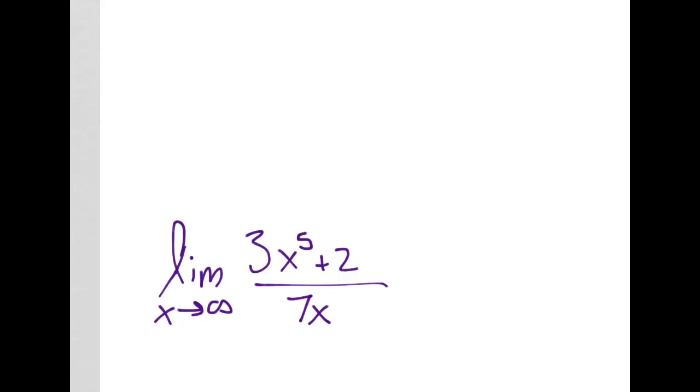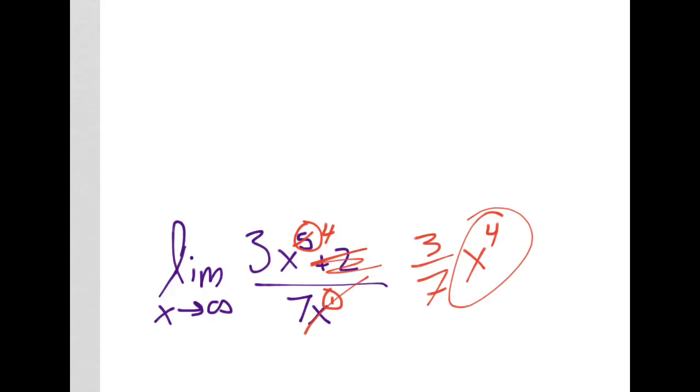So compare that with this one. Notice this one we have a fifth degree function over a first degree function. Now if you think about this, pretend like that 2 wasn't there and you were just looking at 3x to the fifth over 7x to the first. Well, we could eliminate a power of x and change that to the fourth. And so really you're talking about the function 3/7 times x to the fourth, and x to the fourth, we can think of this now as an end behavior function.